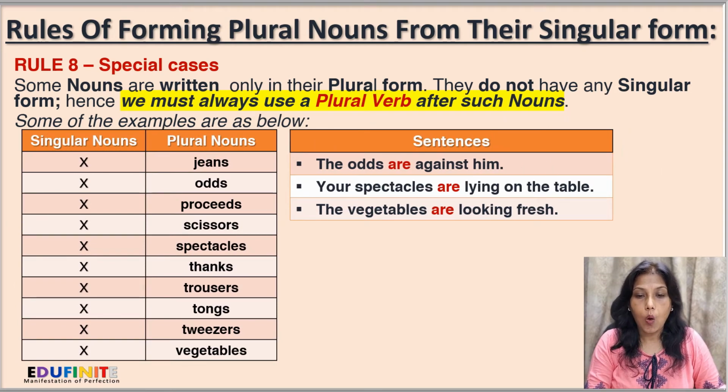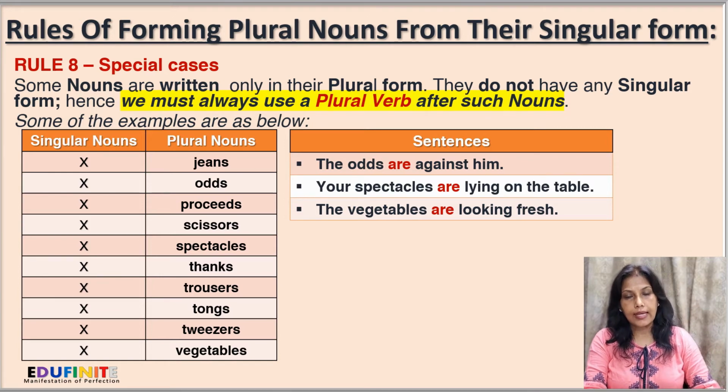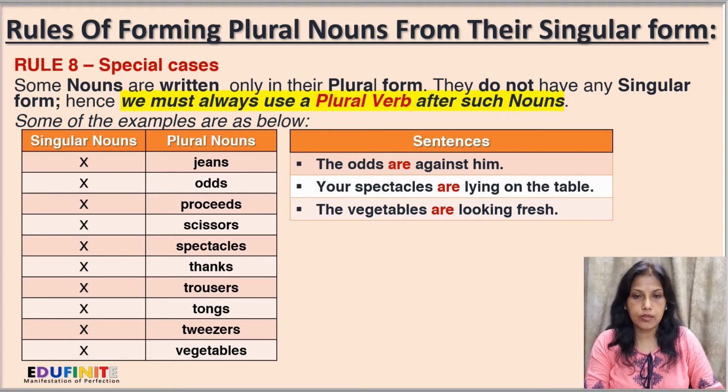Jeans, odds, proceeds, scissors, spectacles, thanks, trousers, tongs, tweezers, vegetables. All these nouns are only in their plural form and they don't have any singular form.